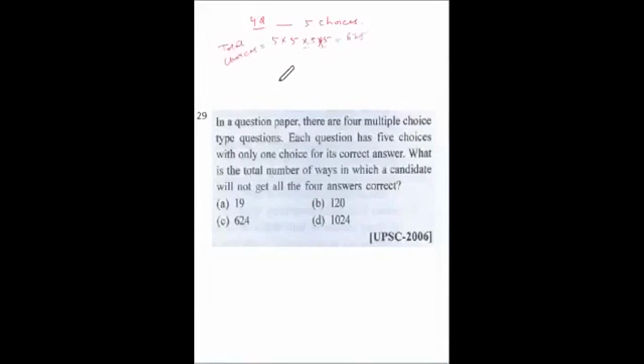And the correct way will be, it says what is the total number of ways in which a candidate will not get all the 4 answers correct. So the correct way is 1 only, when all the answers are correct, 1 only. And these are the number of total choices. So if we remove 1 from it, it means we have the wrong answers. So the number of ways is 624. So the answer is C, in which a candidate will not get all the 4 answers correct: 624 ways.